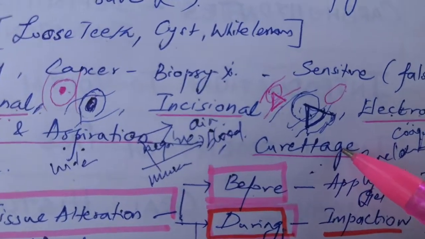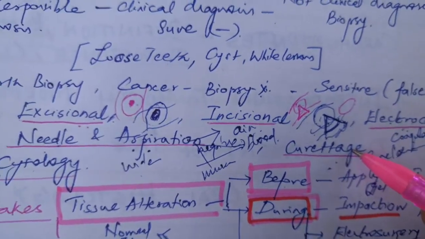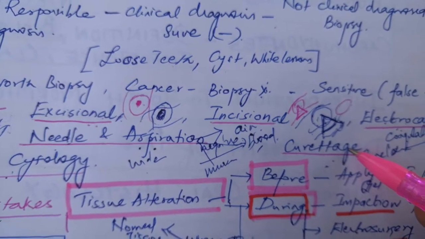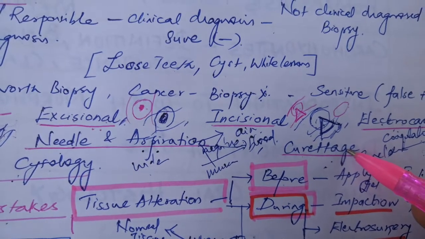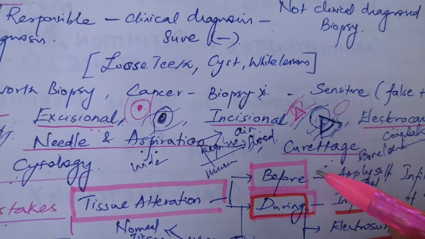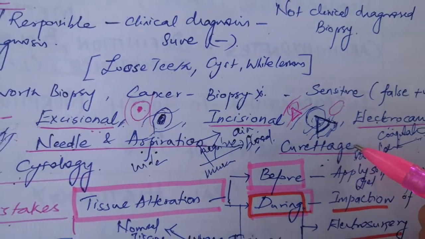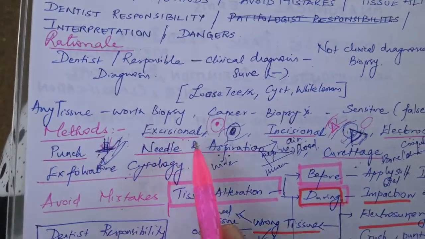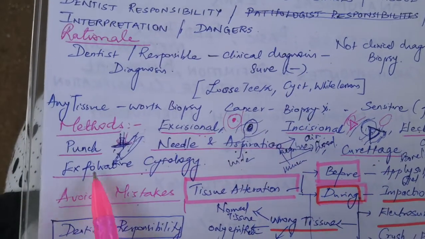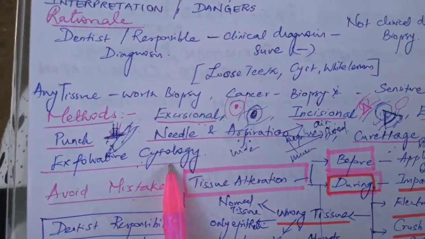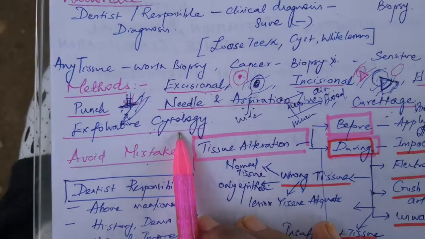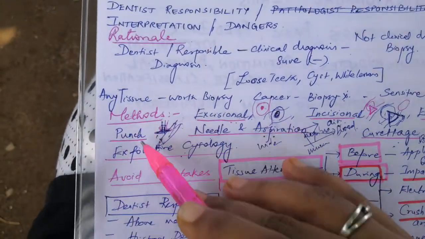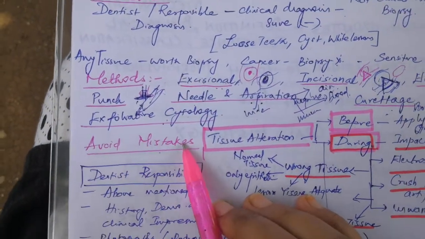Curettage we mostly do in bony lesions like cysts. So a portion of the bony lesion can be sent. Okay. So these are the excisional, incisional, electrocautery, punch, needle aspiration, curettage, and exfoliative cytology. Next video we will be seeing in detail. Okay, so these are the methods. Next are the mistakes that we make.